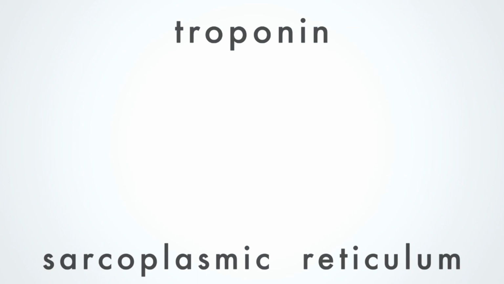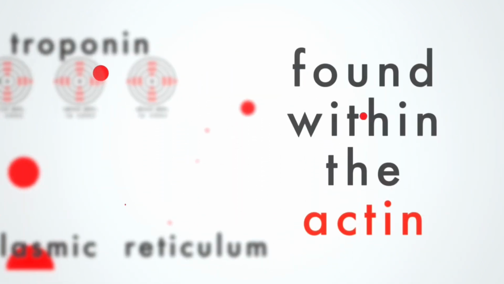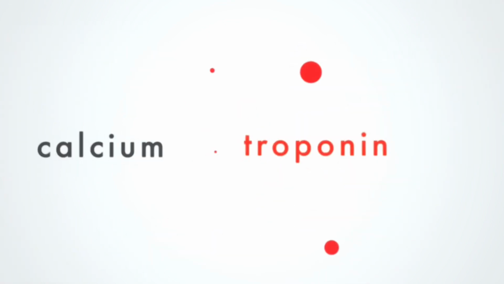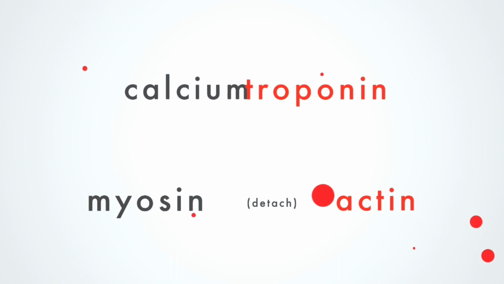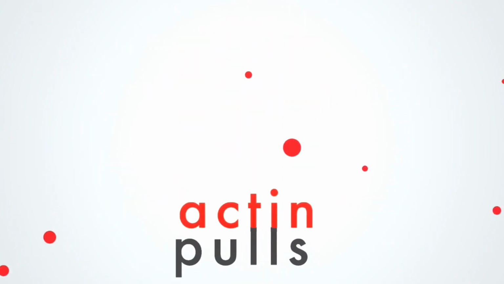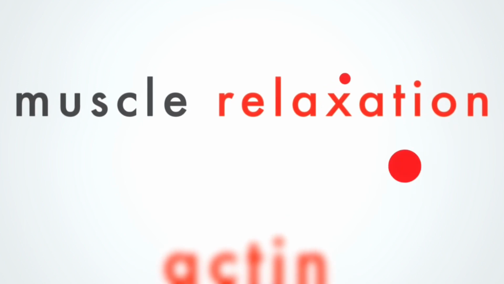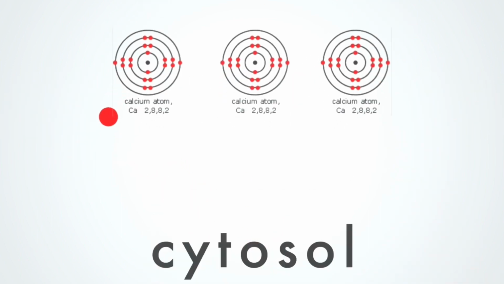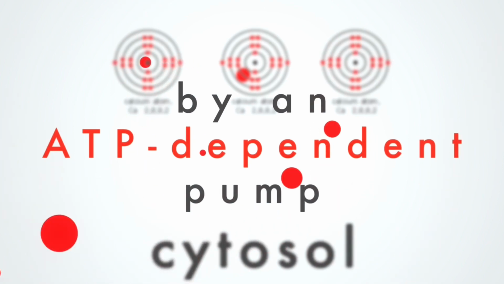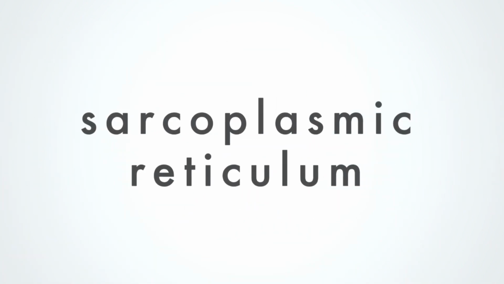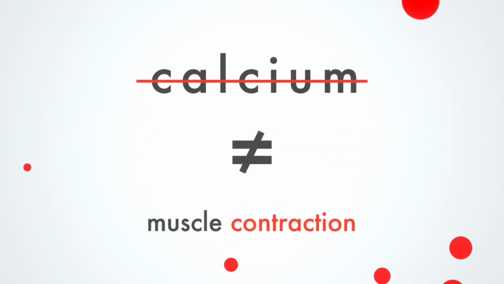Calcium tends to be released from the sarcoplasmic reticulum and binds to the troponin found within the actin. Once the calcium binds to the troponin, the myosin is able to attach to the actin, which pulls the actin, resulting in a muscle contraction. Muscle relaxation is achieved when the calcium ions are removed from the cytosol by an ATP-dependent pump found in the sarcoplasmic reticulum. Without calcium, muscle contraction would not occur.